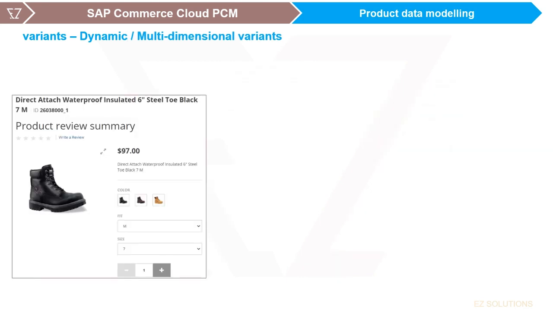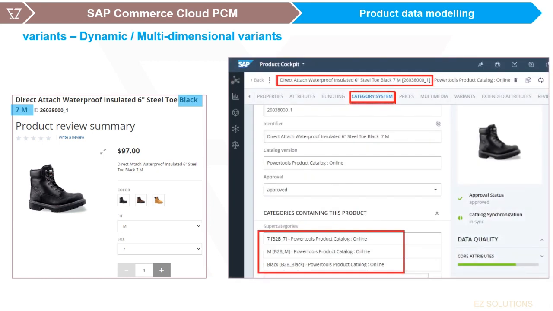Let's also take a look at our sample B2B accelerator shop. This pair of shoes has colour black, fit M and size 7, but how do the property values get assigned? Let's take a look at the product in back office. The multi-dimensional product approach categories assignment is displayed in the category system tab. As you can see, the product is assigned to 3 variant value categories, which correspond to the product size, fit and colour displayed on the storefront.